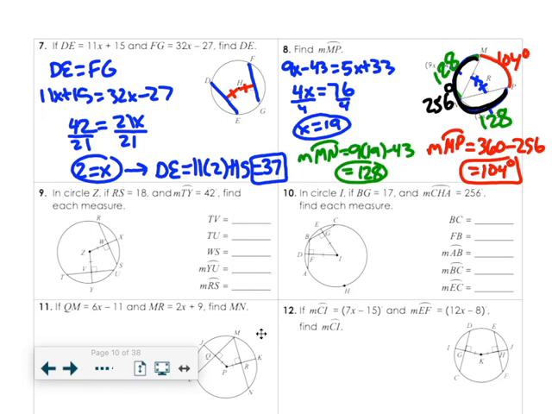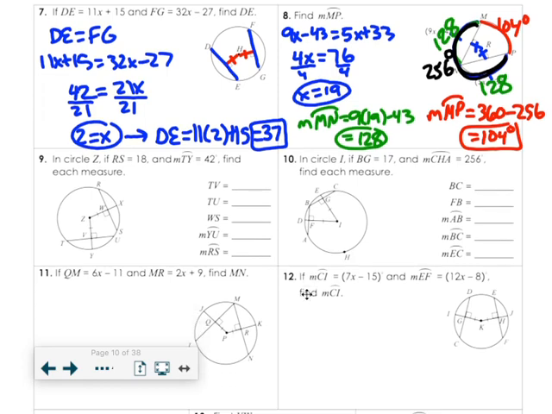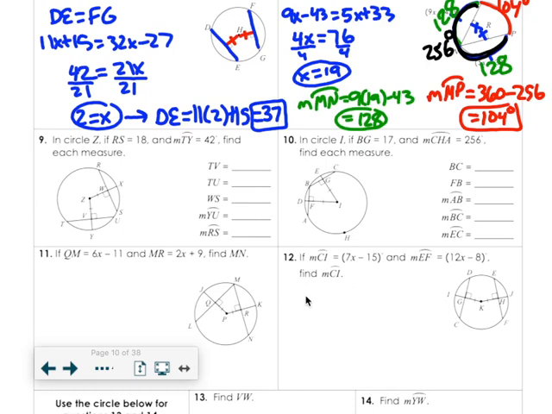Next, number 9, it says in circle Z, if RS equals 18 and TY equals 42, find each measure. So they gave us that RS equals 18. What I know from that, if that's 18, then there's a couple of 9s in here. So that RS is getting cut into two pieces. RW would be like a 9, and then this would be like a 9. We also know that TY, this piece right here, is 42.